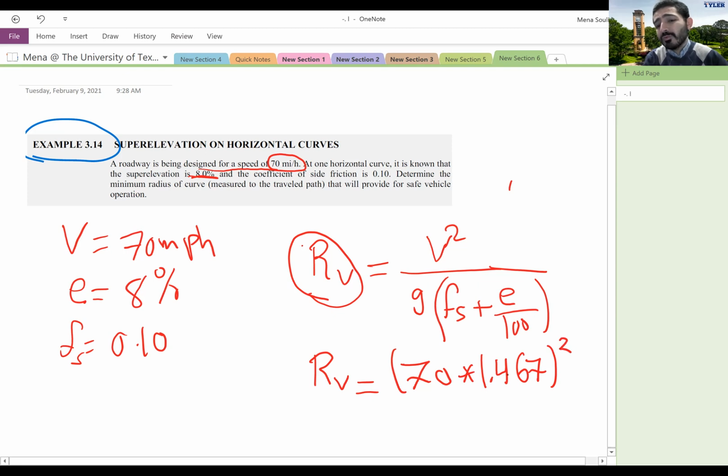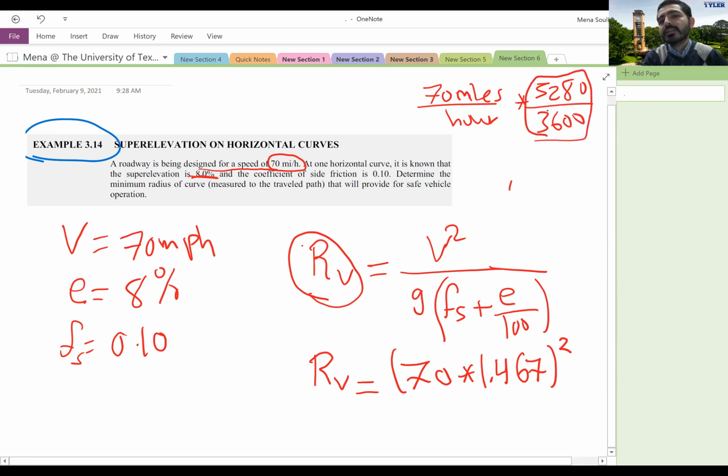Where did we get this 1.467? It's really again the 70 miles per hour, which we multiply by 5280 over 3600. That's basically where this number comes from. If you divide 5280 by 3600, you're gonna come up with 1.467. So this is just a conversion factor in order to get it into feet per second. Any question on that? Very crucial, very important to get that right.